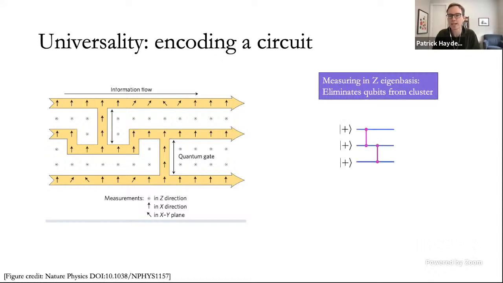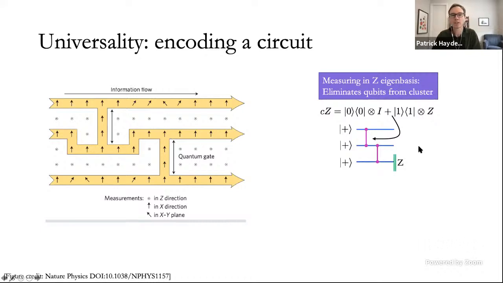And to see why, here I have a very little cluster state. Remember that these gates are controlled z's. I said that controlled z applies a phase of -1 if both of the qubits are in the 1 state. It's the same thing as saying that if you look at one of the qubits and it's in the 0 state, you do nothing. And if it's in the 1 state, you apply a z gate.